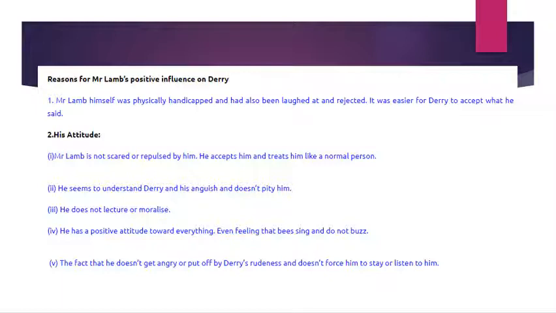Now let us see the attitude. Mr. Lamb is not scared or repulsed by him. He accepts him and treats him like a normal person. He seems to understand Derry and his anguish and doesn't pity him. He does not lecture or moralize. He has a positive attitude towards everything. He doesn't get angry or put off by Derry's rudeness, and doesn't force him to stay or listen to him. He just tries to convince him. He never compels him.